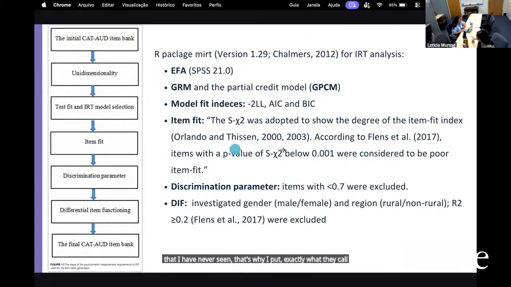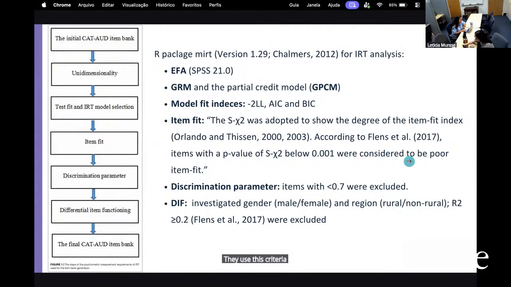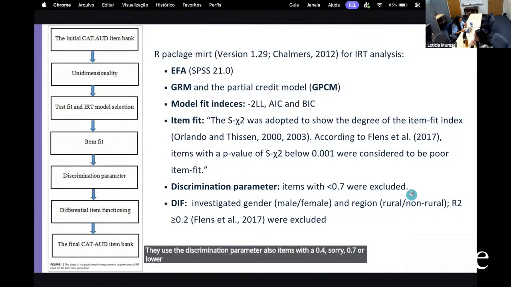But the main thing is that they used this criteria to consider if the item was considered to have poor item fit. So they would exclude items in this stage according to the fit. They used the discrimination parameter also. Items with a value of 0.7 or lower were then excluded from the bank.